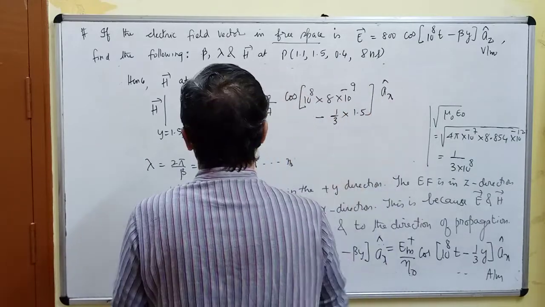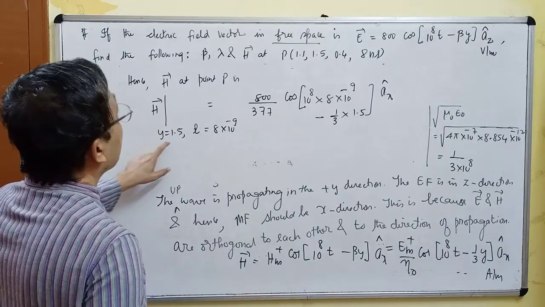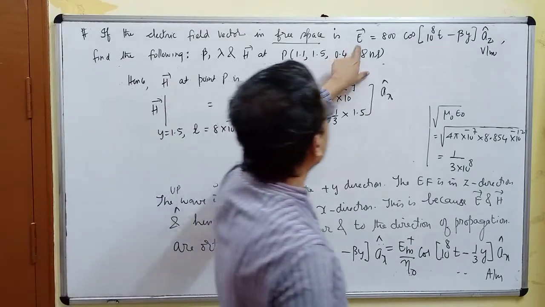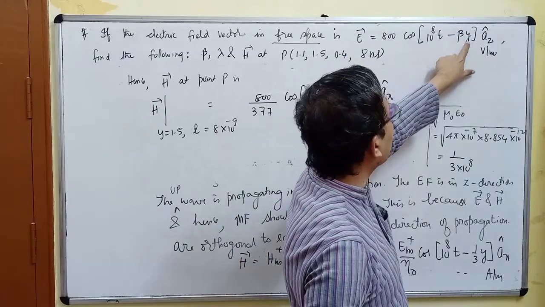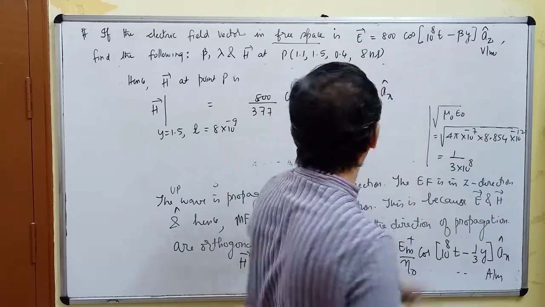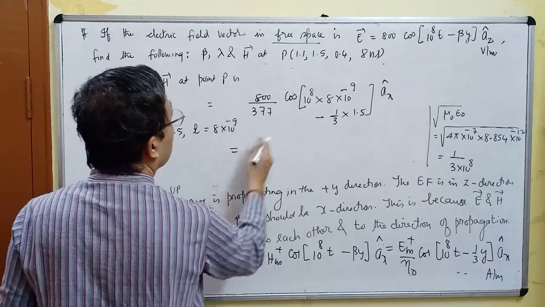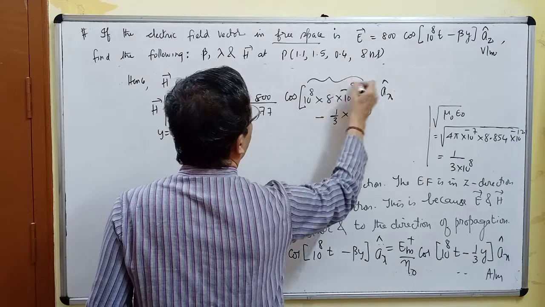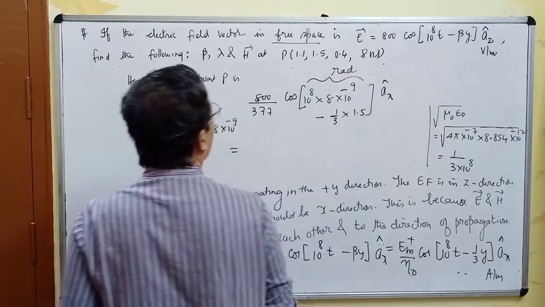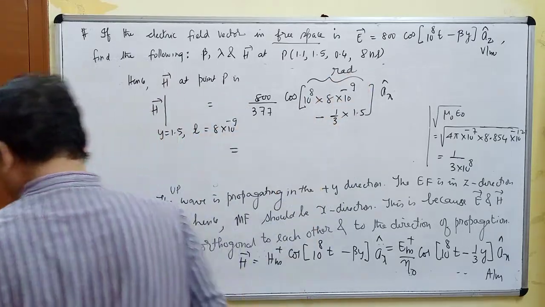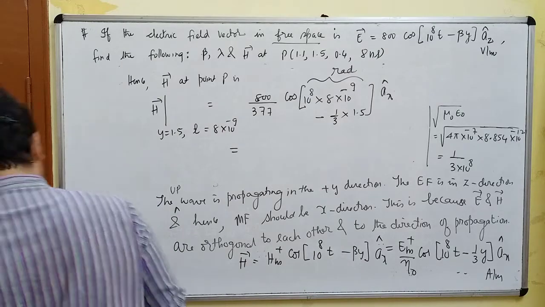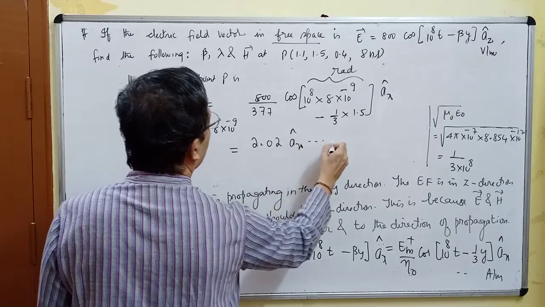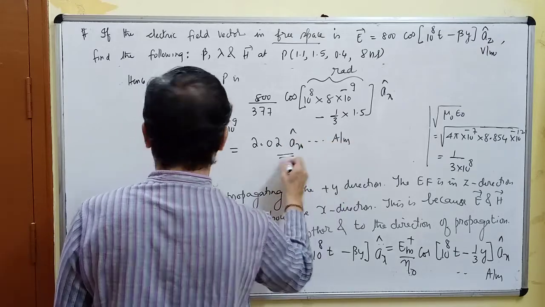ax cap. So x and z values do not play a role here because vector E contains only y in its phase. Now if you substitute these values and use a calculator, please note the calculator must be in radian mode. Don't forget this because the phase is in radians. So if you calculate, you get 2.02 into ax cap amperes per meter. This is the end of the solution.